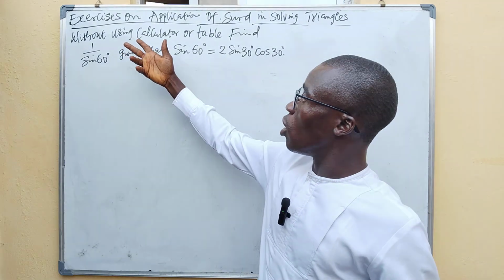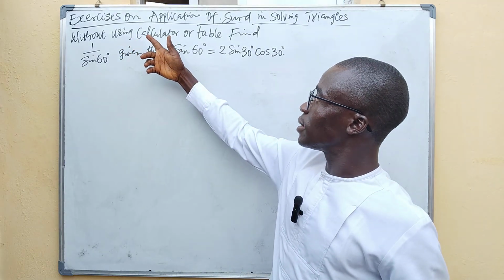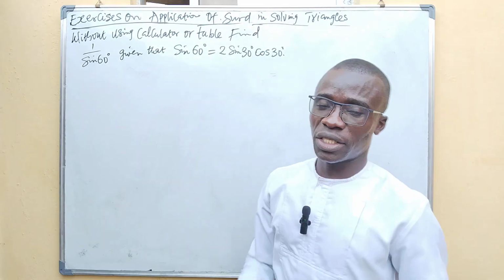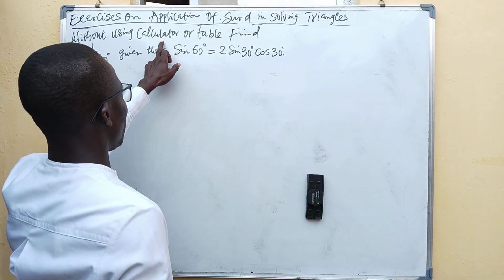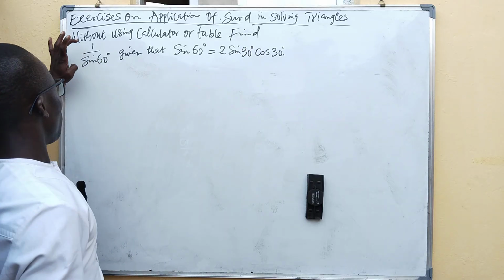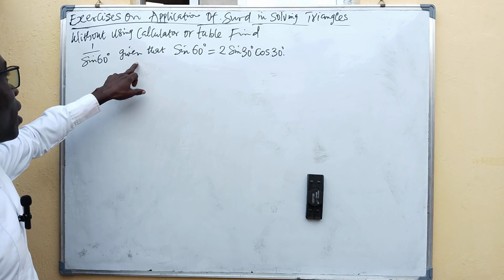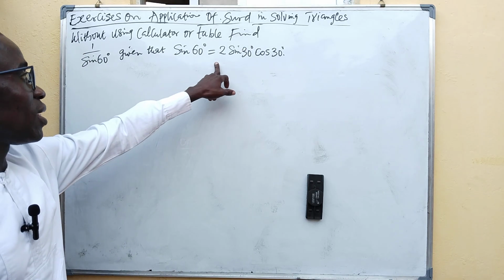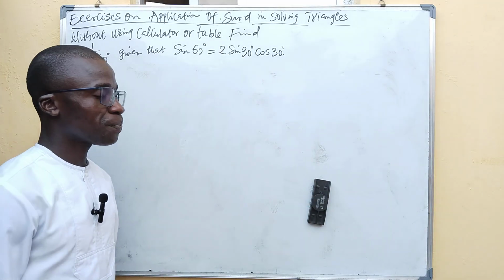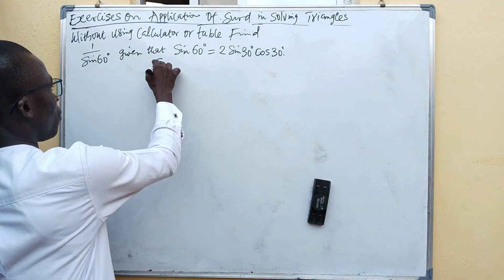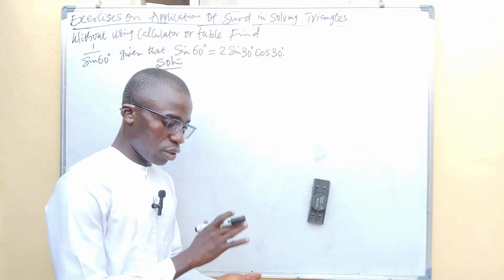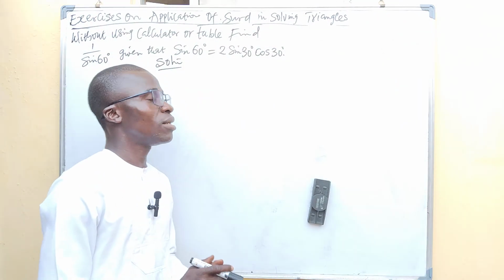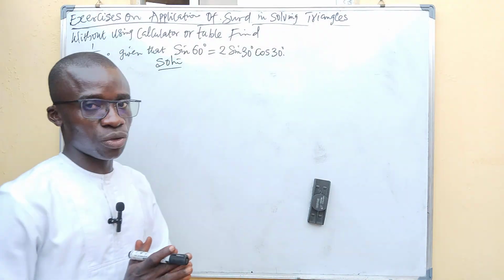We are working on exercise on application of surd. We are still on surd. Now, without using table or calculator, find 1 over sine 60, given that sine 60 is equal to 2 sine 30 cos 30. This question is actually very simple, but really you need to understand first the trigonometry ratio.